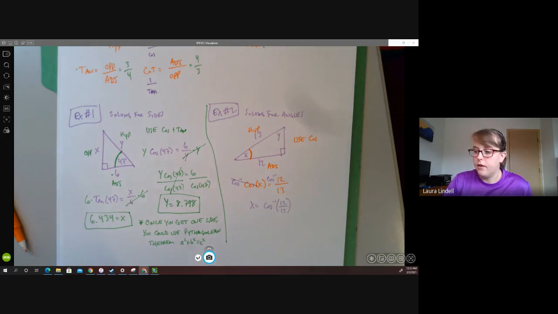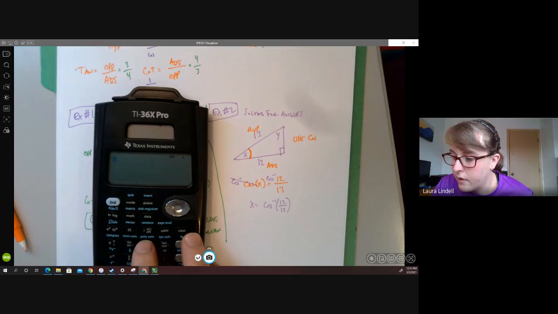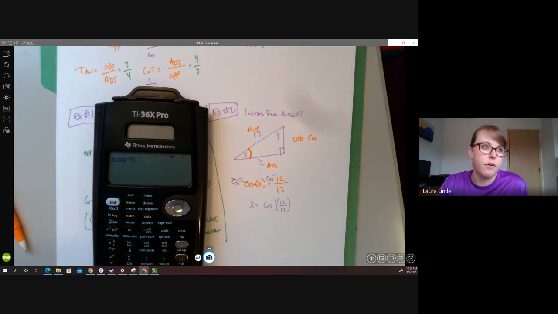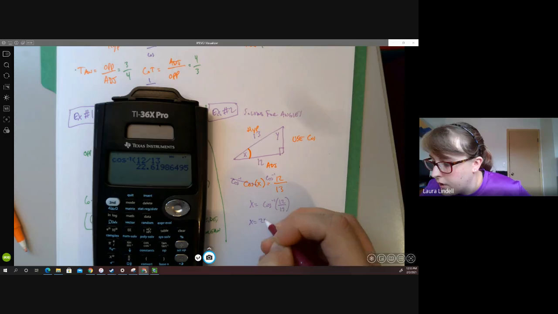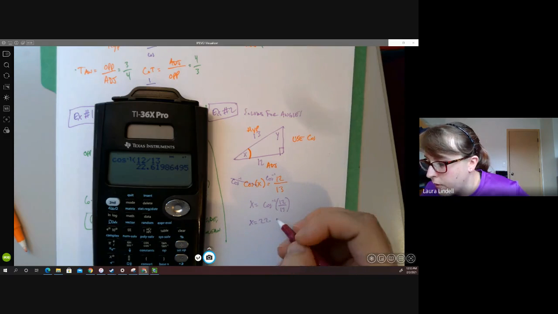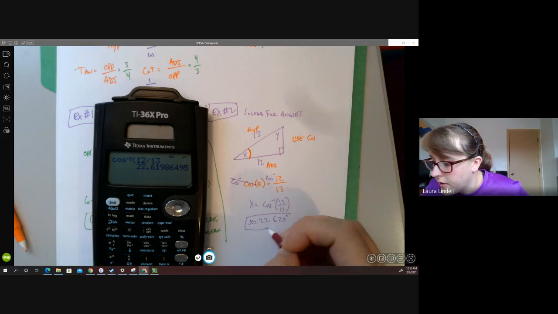So it might be a secondary function in your calculator. Or if you have this one, you tap the button twice and it gets you the lower function there. But then you go 12 divided by 13 and you get 22.61986. So that would round to 22.620 degrees. So that's part of our answer.